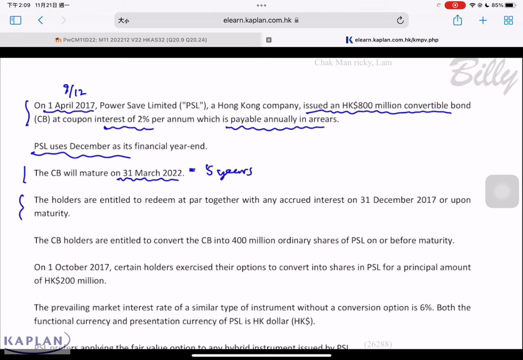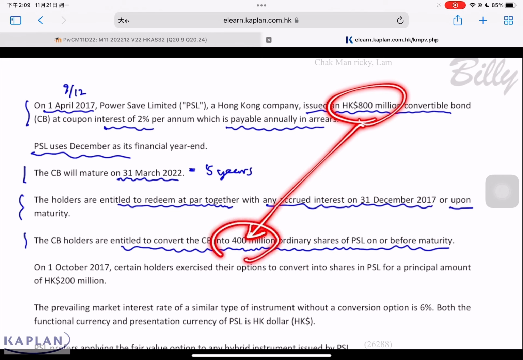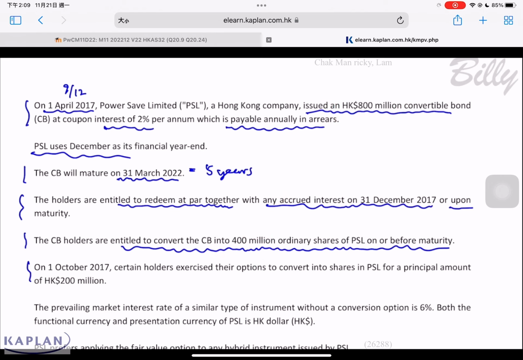The holder of the bond is entitled to redeem at par together with any accrued interest on 31st December 2017 or upon maturity date. The holder of the bond is entitled to convert the bond into 400 million shares of PSL on or before the maturity date. $800 million bond can be converted into 400 million shares. Every share is $2 each. On 1st October 2017, certain holders exercised the option to convert into shares for a principal amount of $200 million, which means 25% of the bonds were converted into shares.